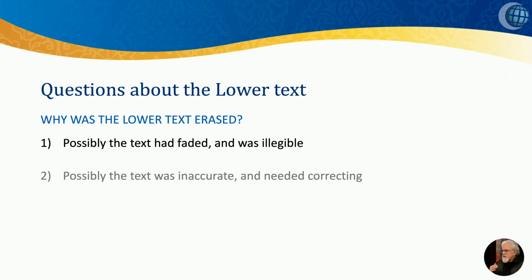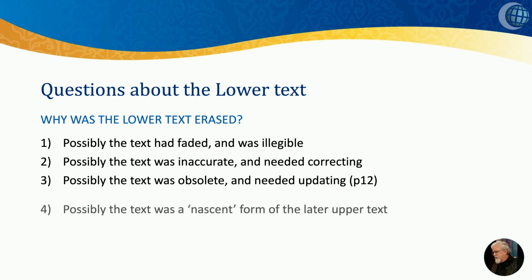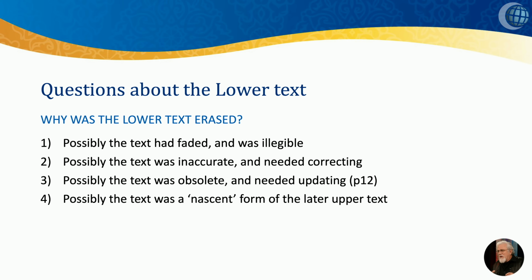So her conclusion was that this is nothing more than an ancient Quran with corrections, then washed off and rewritten in 705. But that leads up to questions as to why. So let's go to the next slide. Why was the lower text erased? That's the question we're asking. Because you don't just erase something. If it's that important, obviously it must not have been that important.